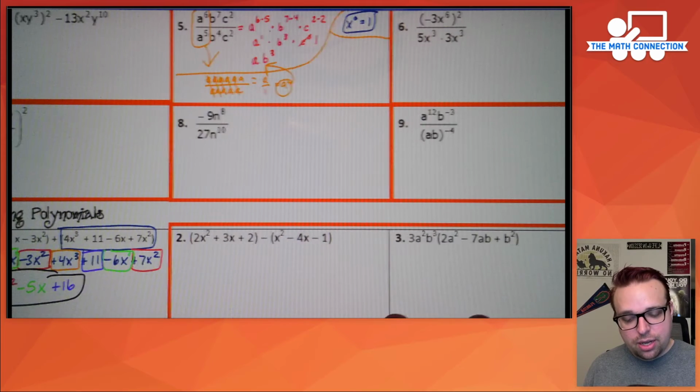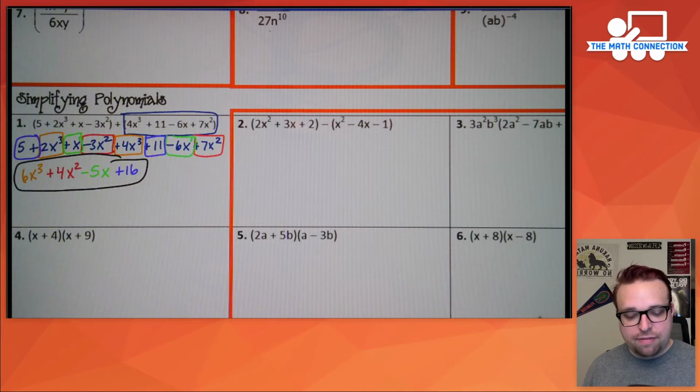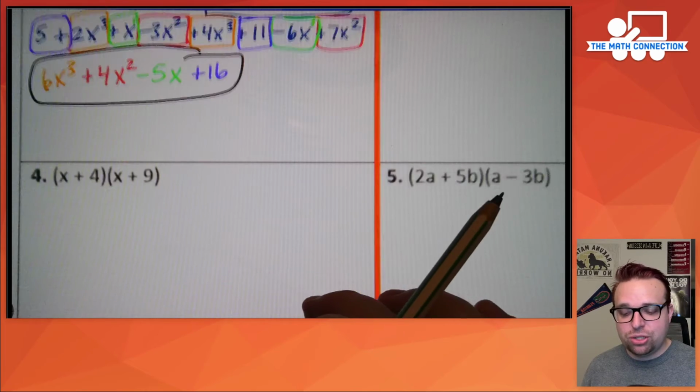Number 2 is a minus question. Number 3 is multiplication. 5 and 6 are multiplication, special multiplication. 7 is special multiplication. We'll do division together at the end. So let's do a special multiplication.